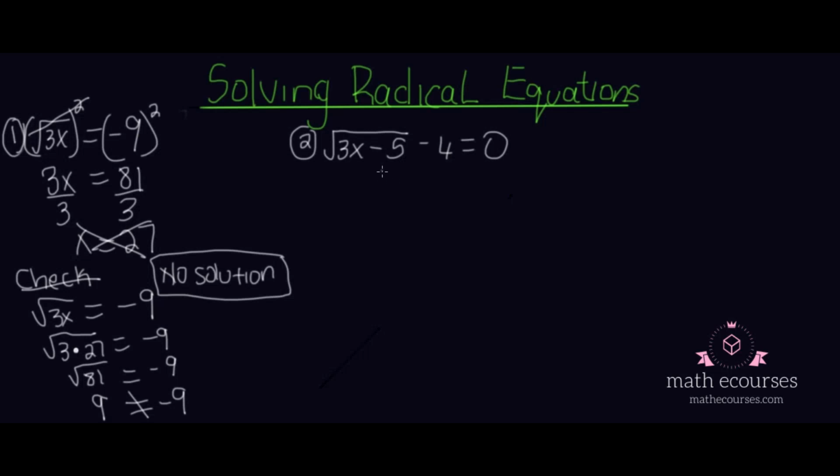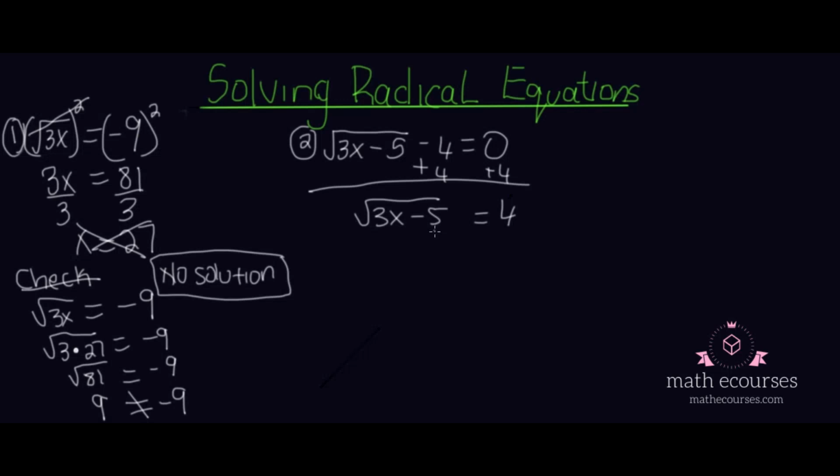Let's look at this one. So for this one, first I need to bring the negative 4 to the other side because it's not under the square root. So you have to completely isolate your square root before you start. So we're going to add 4 on both sides. So I get square root of 3x minus 5 equals 0 plus 4, which is 4.